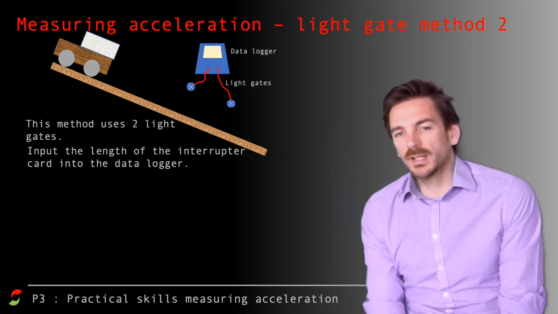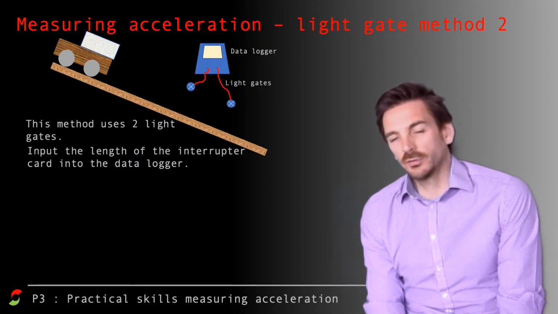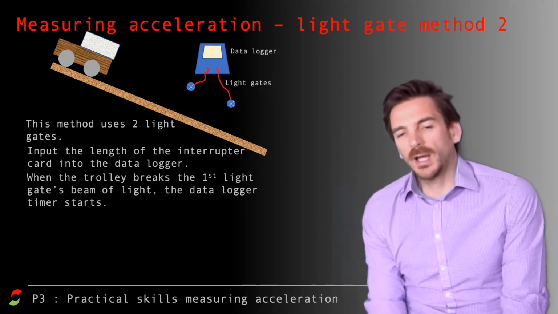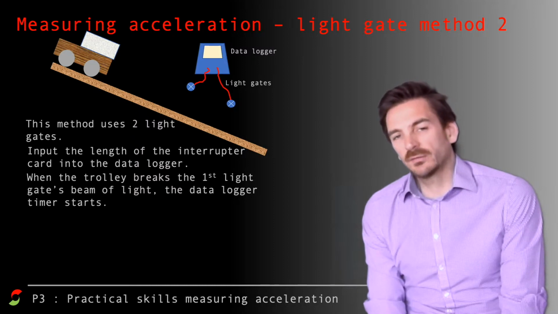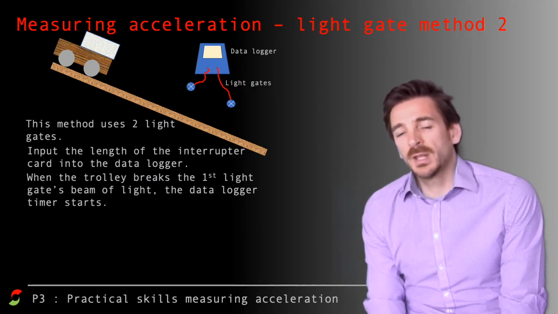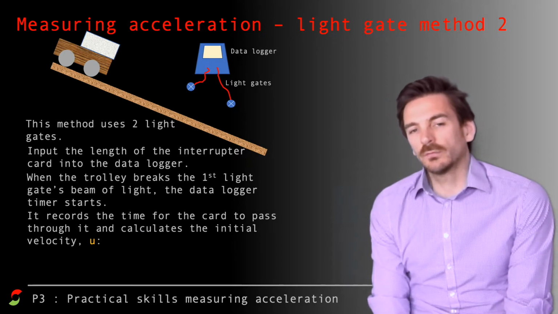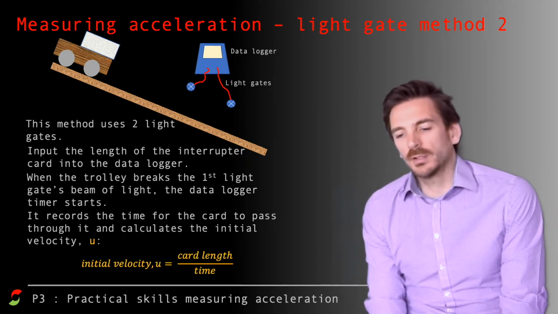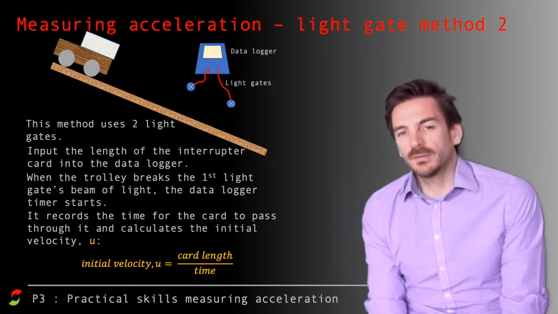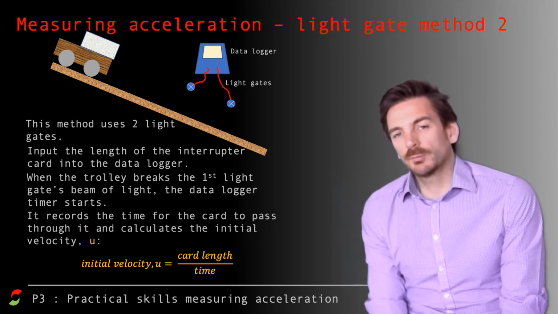And once again, the length of the interrupter card is measured by the student, and that information is input into the data logger. And then what happens is when the trolley, or the interrupter card, breaks the first light gate, it's going to measure the time that the interrupter card breaks that beam of light, and it can calculate the initial velocity u by using this equation. The initial velocity at that first light gate is the length of the card divided by the time that the interrupter card breaks that beam of light.